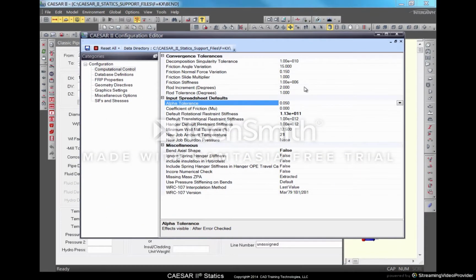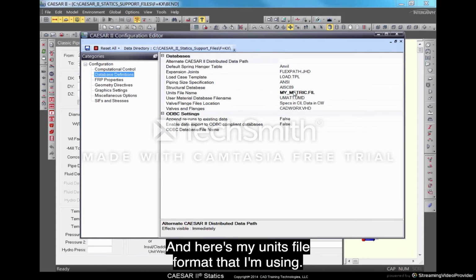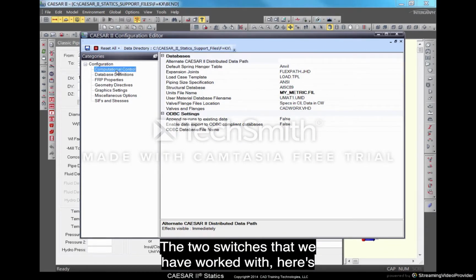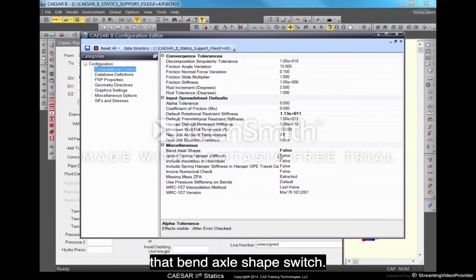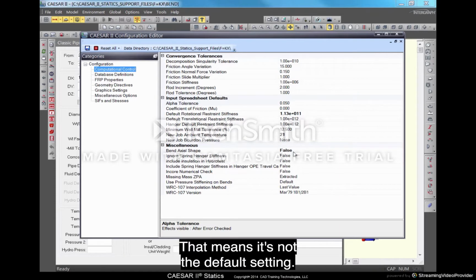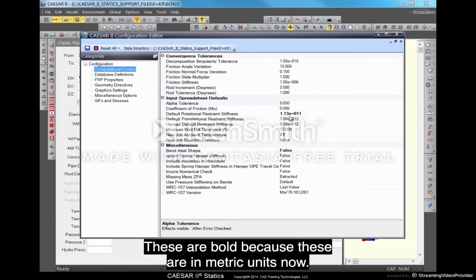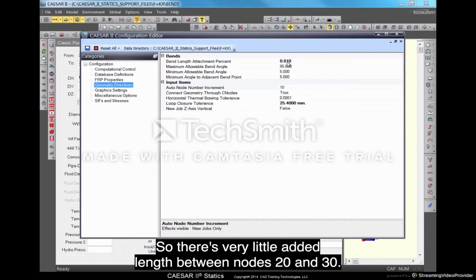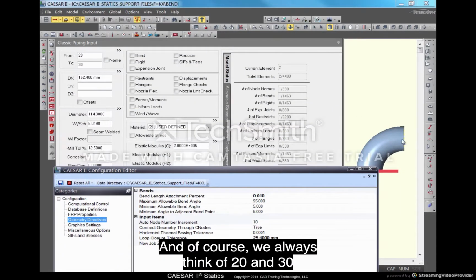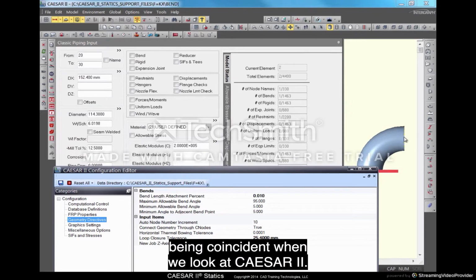Here's my configuration file, and here's my units file that I'm using. The two switches that we have worked with, here's that bend axial shape switch. I turned it to false. See, it's bolded. That means it's not the default setting. These are bolded because these are in metric units now. The other switch, bend length attachment percent, 0.01%. So there's very little added length between nodes 20 and 30. And of course, we always think of 20 and 30 being coincident when we look at Caesar 2.